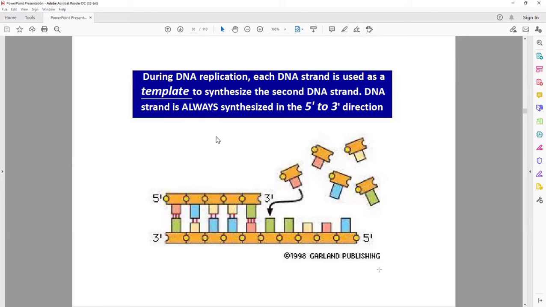During DNA replication, each DNA strand is used as a template to synthesize the second DNA strand. DNA is always synthesized in the 5' to 3' direction. So this is your DNA strand. First things first, it needs to be separated into two single strands of DNA. These two single strands will act as a template. That's why you have the leading strand and the lagging strand. Both are templates to synthesize the second DNA strand.